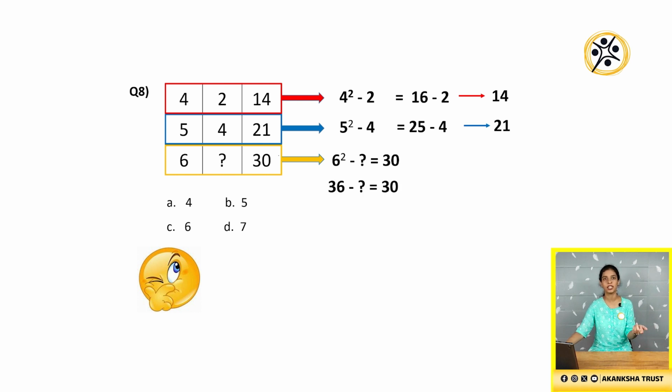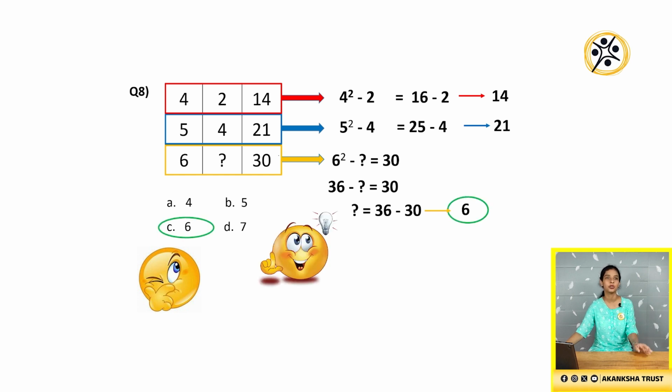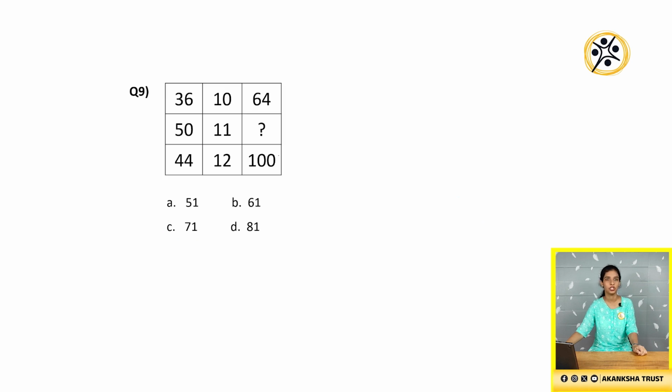We know 6 square is 36. 36 minus the missing number is 30. So by doing simple subtraction, we arrive that the missing number is 6 here. So we do have 6 in the option, that is option C. So option C, that is 6, is our right option.